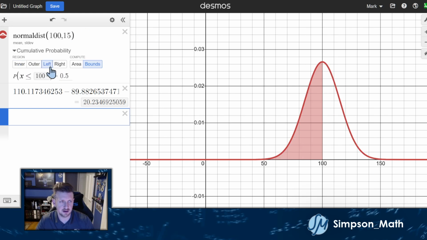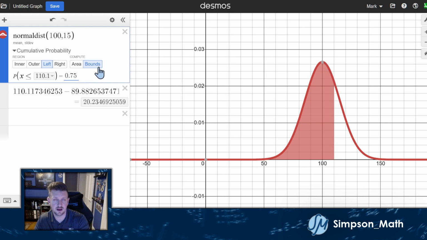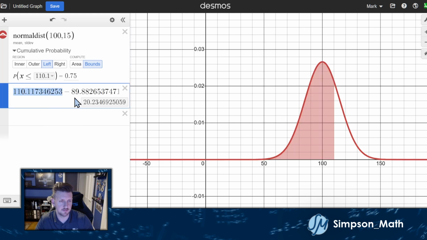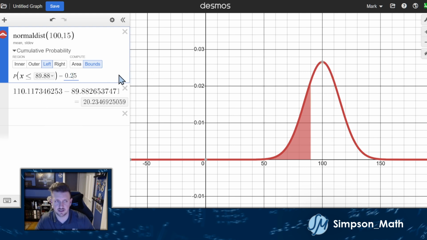So let's just find the area to the left. Let's say I want the area to the left of the lowest 75%. This would be Q3, this shaded region, 75%. 110.11734 yada yada, this is Q3. Then I'm going to find Q1, which is the cutoff for the 25th percentile. So if this is the lowest 25 percent, we get 89.88, and so forth. So this is Q1. When I do Q3 minus Q1, we get this 20.23.